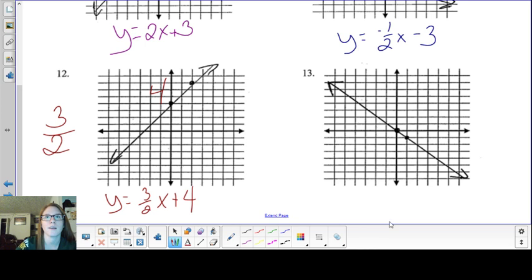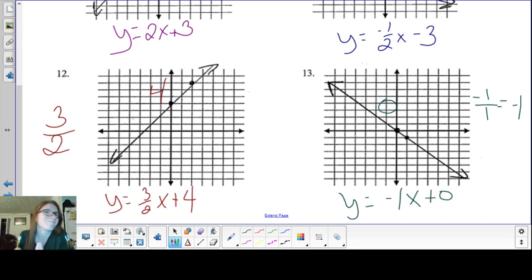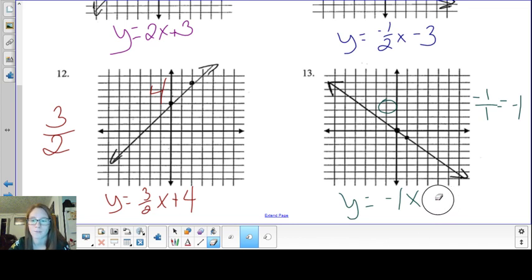Okay, number 13, again, I'm going to look for my leftmost point, which is 0. And then to get from that first point to the next point, I go down 1, to the right 1, which is negative 1. So my equation is y equals negative 1x plus 0. And remember, if the intercept is 0, you can write it, but after a while I'm going to get you used to not writing it. So I'm going to go ahead and say that this is just negative 1x, or negative x.